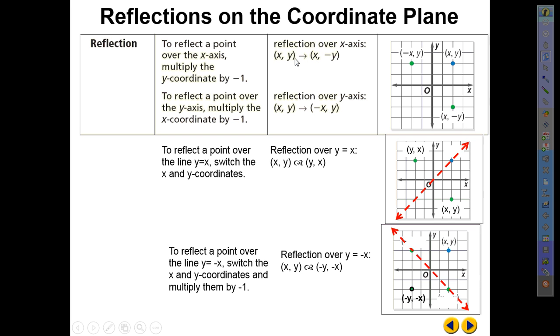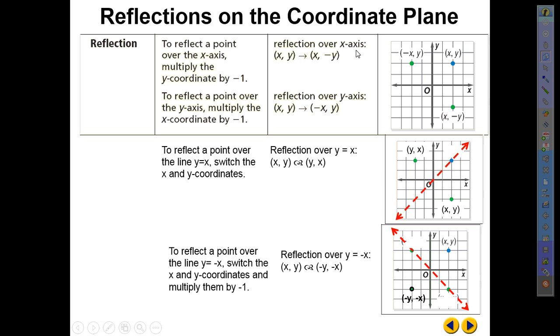So our rules for reflecting over the x-axis, if I'm reflecting it over the x-axis, what's actually changing is the y-coordinate, because it stays in the same spot x-coordinate-wise. It just goes down below the axis instead of above. So that means that we change the sign of the y-coordinate. So to reflect over the x-axis, we change y. To reflect over the y-axis, the opposite, we change x.